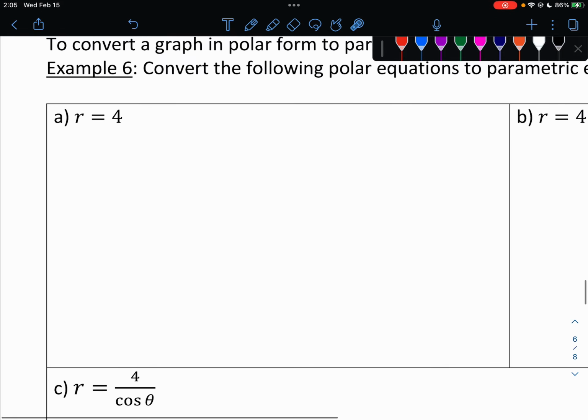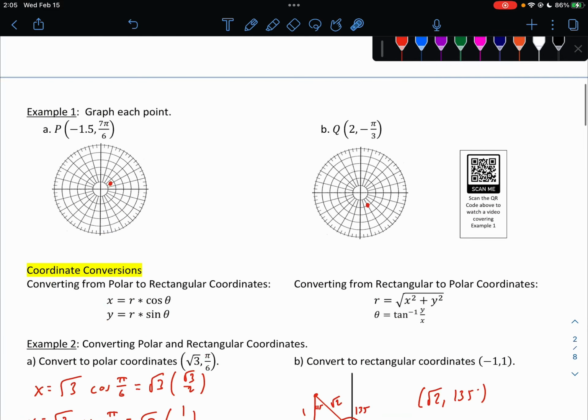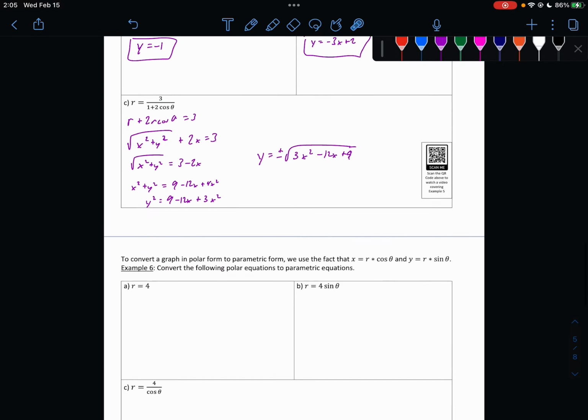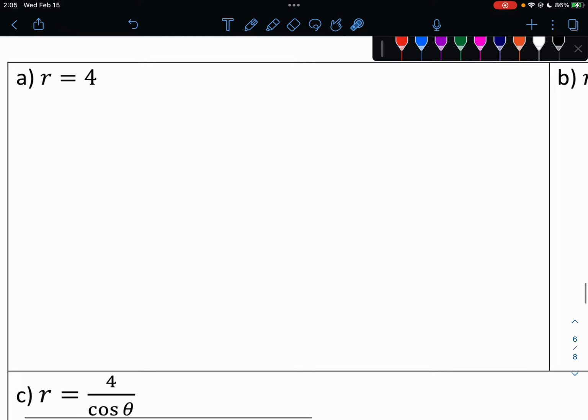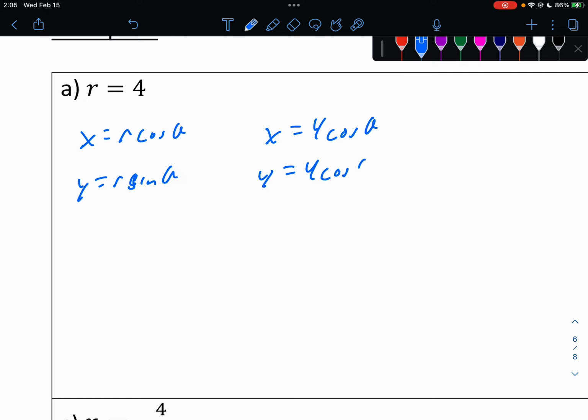We're trying to convert polars into parametrics. And that would be using, again, things that look like that. So for this one, if r is 4, and x, remember x is r cosine theta, and y is r sine theta, that means x is just 4 cosine theta, and y is 4 cosine theta. So this is polar form, this is parametric form.